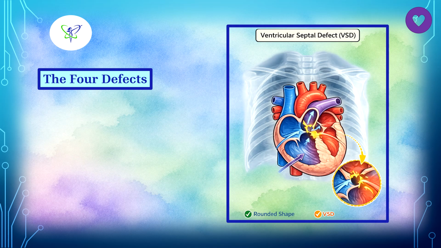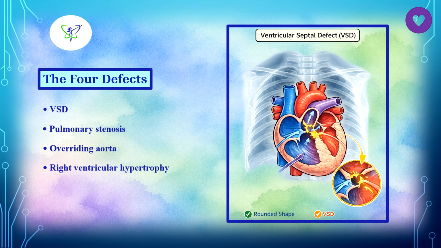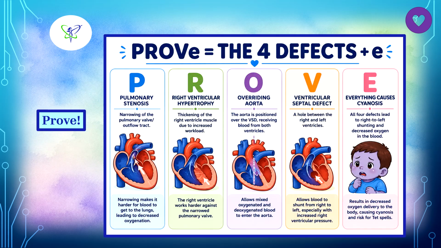There are 4 defects. TET means 4. The first is ventricular septal defect, pulmonary stenosis, an overriding aorta, and right ventricular hypertrophy. We're also going to cover the memory trick PROVE. PROVE covers the 4 defects plus an E.